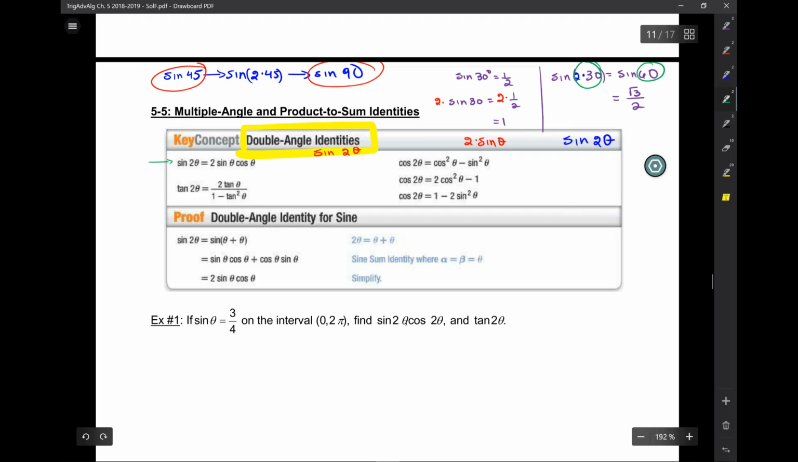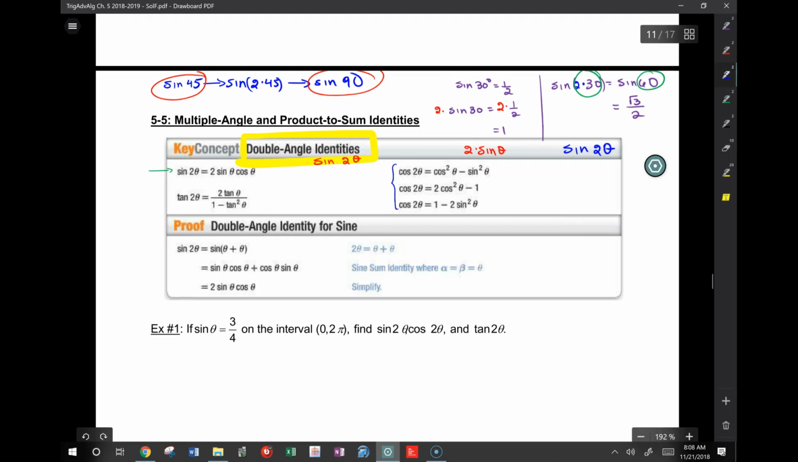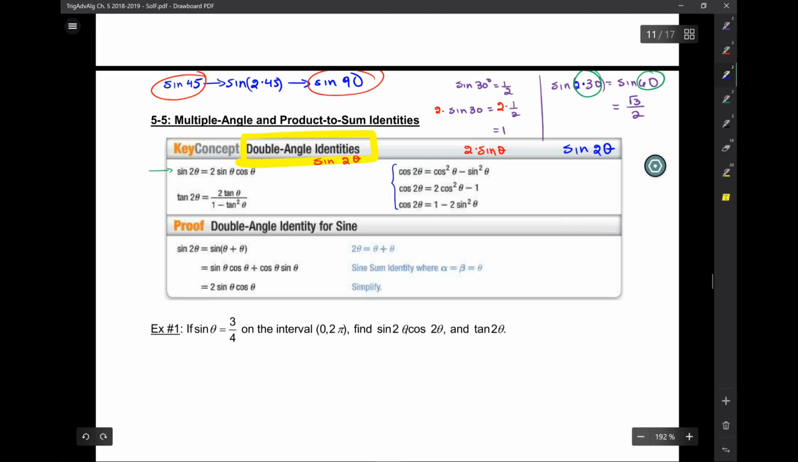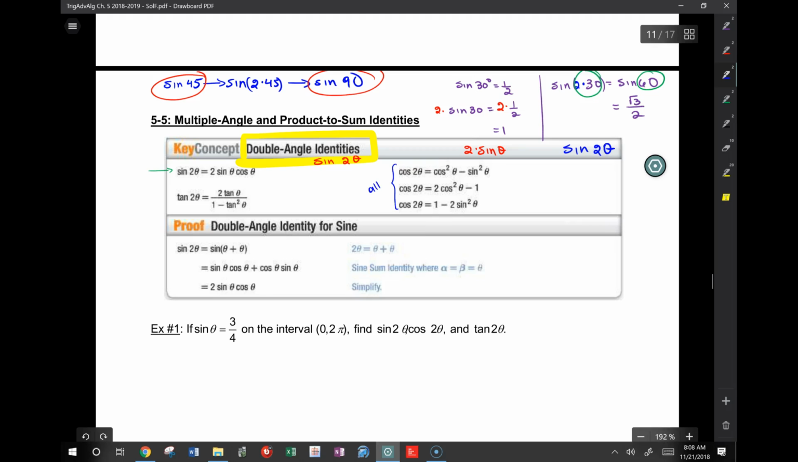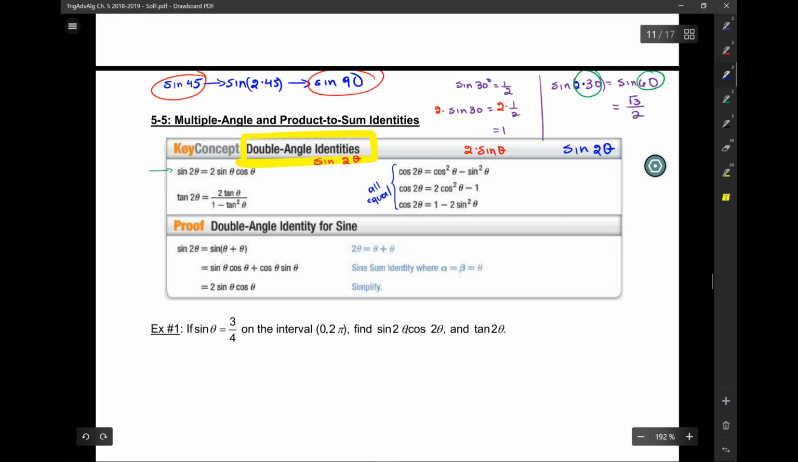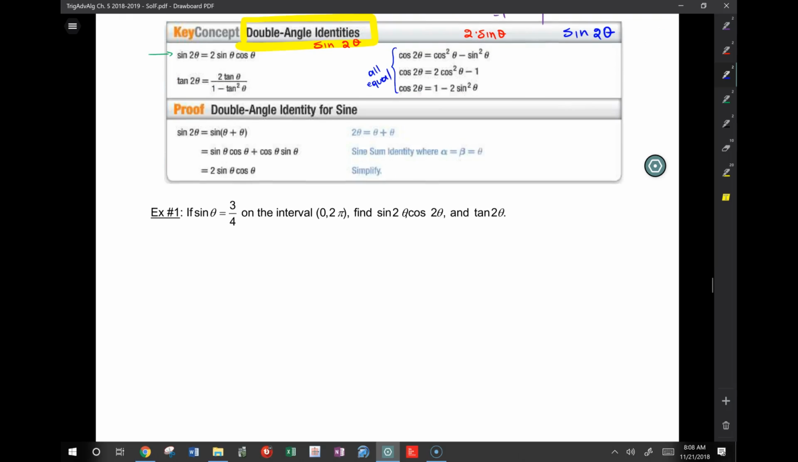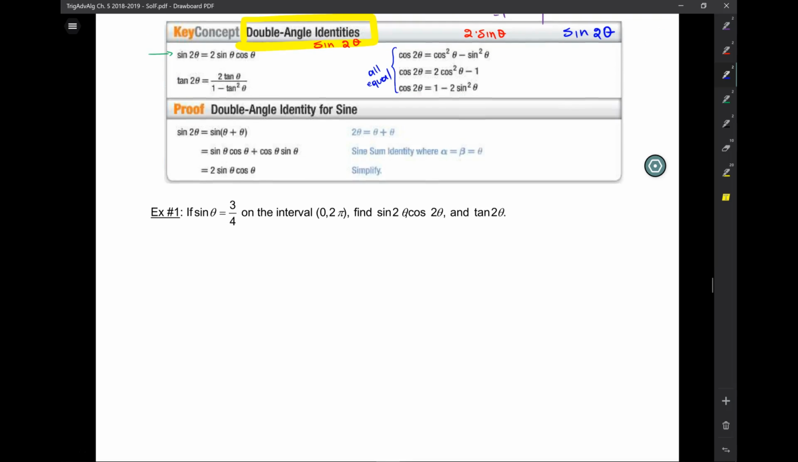Now, if you look for cosine of 2 theta, there are 3 versions, 3 varieties. You can use any one of them depending on what you have or the mood that you're in that particular day. They're all equally usable. And then you have tangent of 2 theta, and we'll get to tangent of 2 theta in a minute. Without further ado, let's just jump into one.